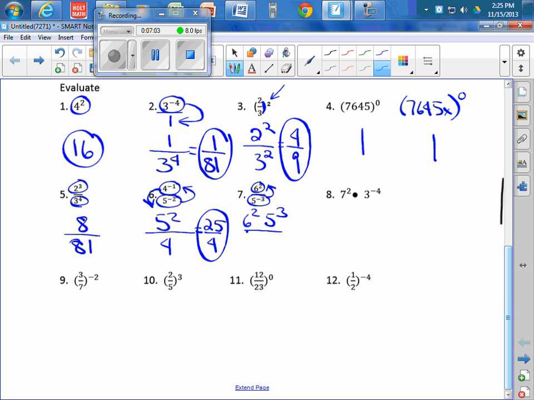Now we put this over 1, but we don't use a 1 in the denominator, so I'm going to ignore that fraction bar. 6 squared is 36, times 5 to the 3rd is 125. 36 times 125. 36 times 100 is 3,600 plus 900 is 4,500.